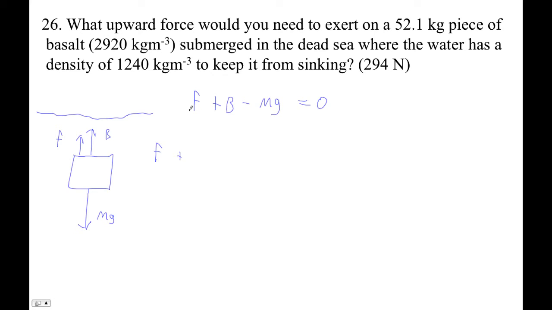Oh, we don't have the volume of this piece of basalt, but we do have its density. Okay, I've got it. The first thing we've got to do is figure out the volume of the basalt. Density is mass divided by volume, so therefore volume is mass divided by density. So the volume of the basalt is its mass, 2.1 kilograms, divided by its density, 2920, and that's kilograms per cubic meter.